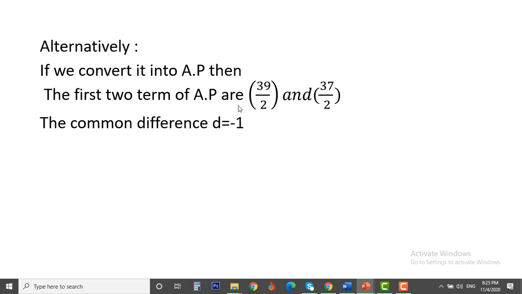Now if you want to find the common difference, d will be minus 1: 37 by 2 minus 39 by 2. If you take the difference between these two terms, you will get minus 1. As you know, the common difference rule for arithmetic progression was a2 minus a1. So after performing that, the common difference is minus 1. Now we want to find the 20th term. Because we have converted that harmonic progression into arithmetic progression, we will first find the 20th term of the AP, and then we will reciprocate it to find the answer for harmonic progression.